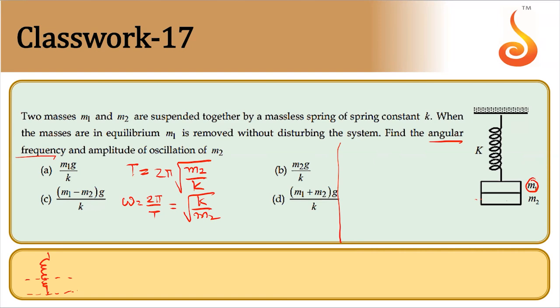From here, this is the original mean. This is the mean with M2. So with M1, it will be further, right? It will be extra. So what is that extra? That will be the amplitude. So when you add M1, M1 into g should be equal to k into amplitude. When you add M1, it will further stretch downwards, right? So A should be equal to M1 into g divided by k. That is option A, right?